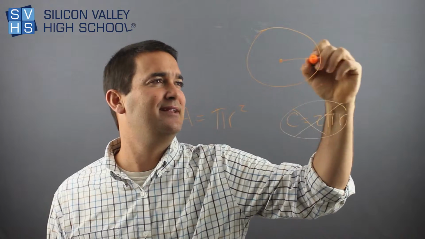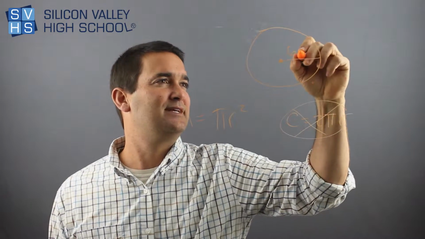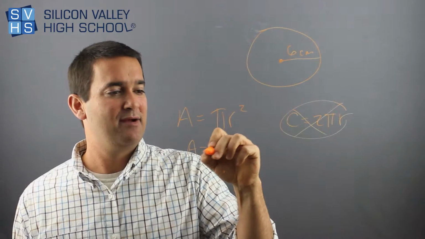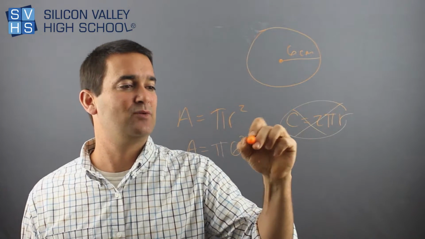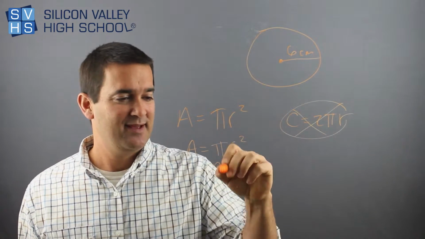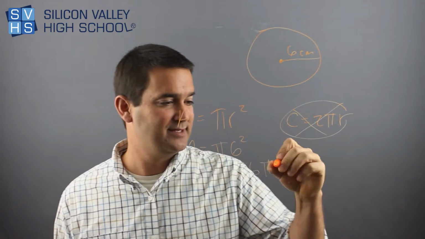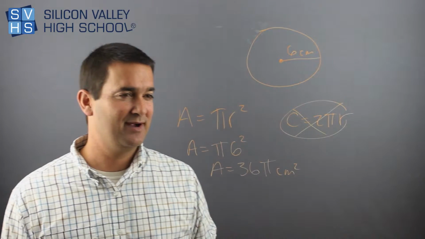Really, let's say you need the radius, so we'll call this 6 centimeters. The area of this circle, just plug it in. Area equals pi 6 squared, and then you're done. Area equals 36 pi, and then again the units always are going to be squared, so it's centimeters squared.